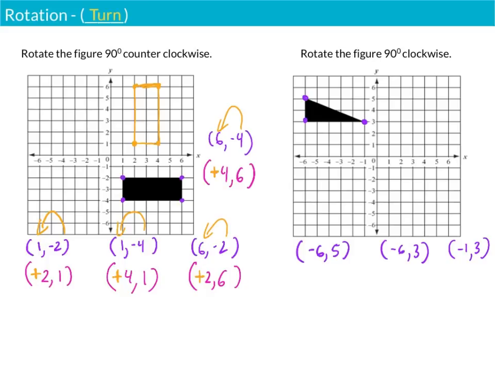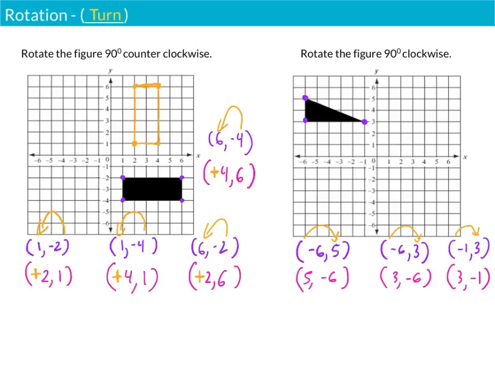So again, now let's switch them. We're not gonna make any opposites yet. We're just gonna switch them. So 5, negative 6, 3, negative 6. Again, we're just switching. We're not taking any opposites yet. 3, negative 1. Okay, now we need to figure out which way we're going to go. And again, since we're going clockwise, I'm gonna draw arrows that go clockwise, the direction of the clock.